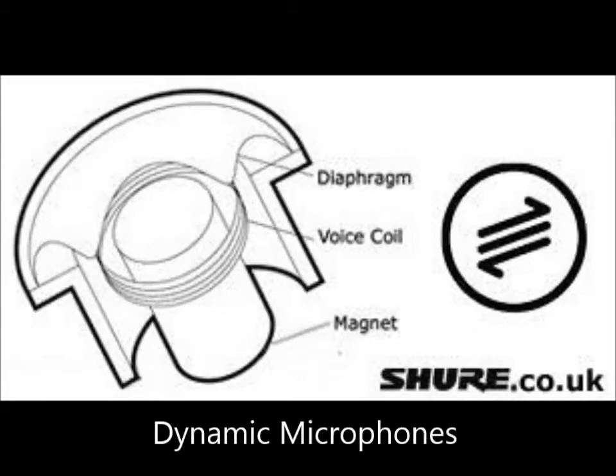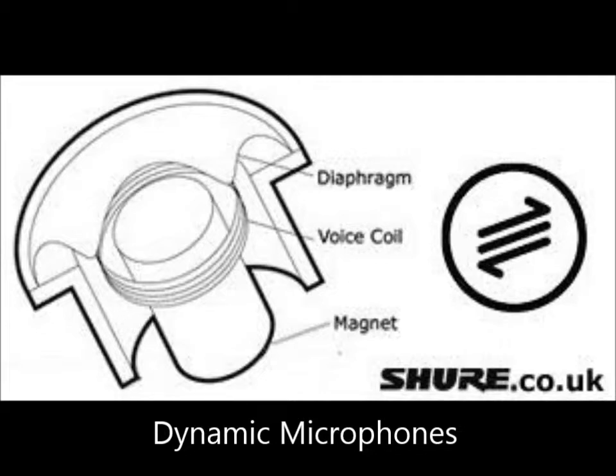Dynamic microphones are made up of a diaphragm, a voice coil, and a magnet. The voice coil is surrounded by a magnetic field and is attached to the rear of the diaphragm. When the diaphragm is moved by sound, the voice coil moves, and its motion in the magnetic field generates the electrical signal corresponding to sound.